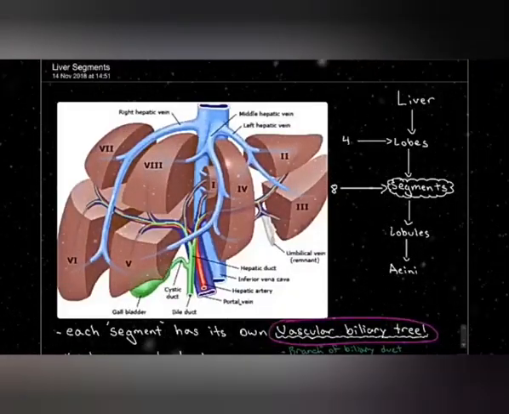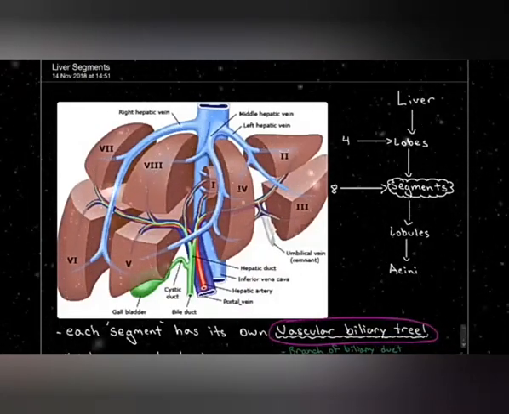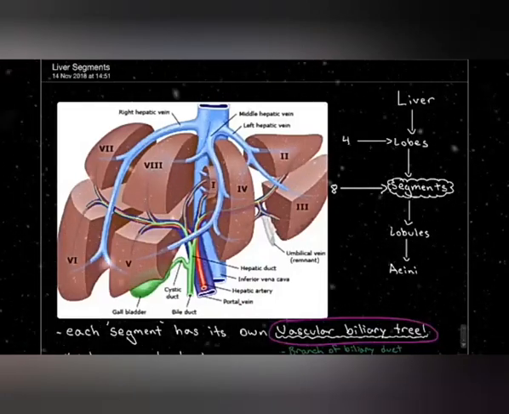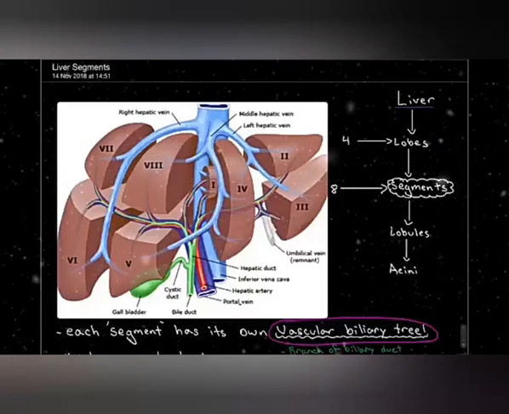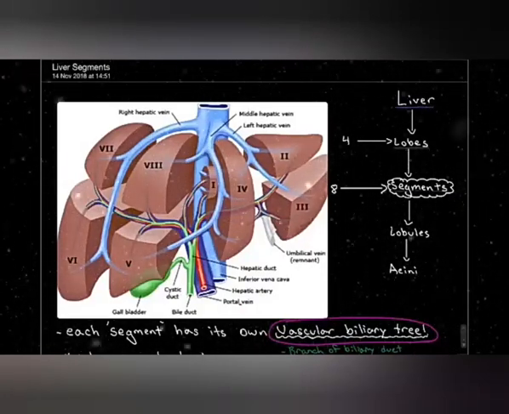In this video, we'll be talking about the liver segments and more specifically the vascularization and the blood drainage of each one of these segments. What's important to know is the liver is subdivided into lobes, segments, lobules, and then acini.